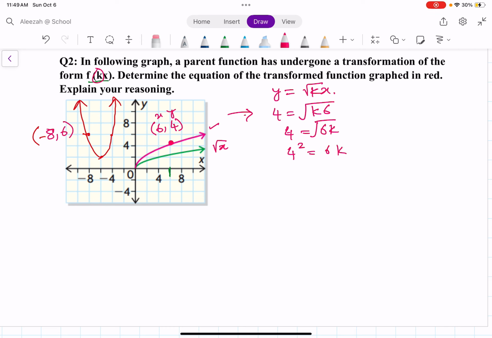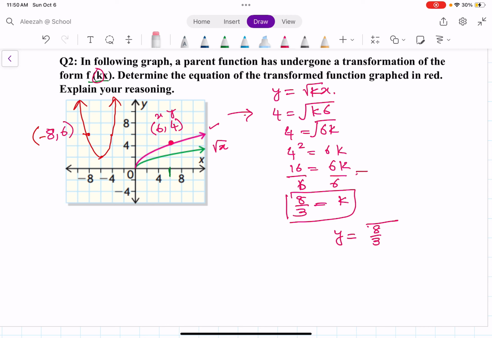So 4 squared, which is 16, equals 6k, divided by 6 on both sides. So it means k equals 16 over 6, which means 8 over 3. Therefore the equation of my transformed function will be y equals the square root of 8 over 3 x. Oh, not k, x, I mean.